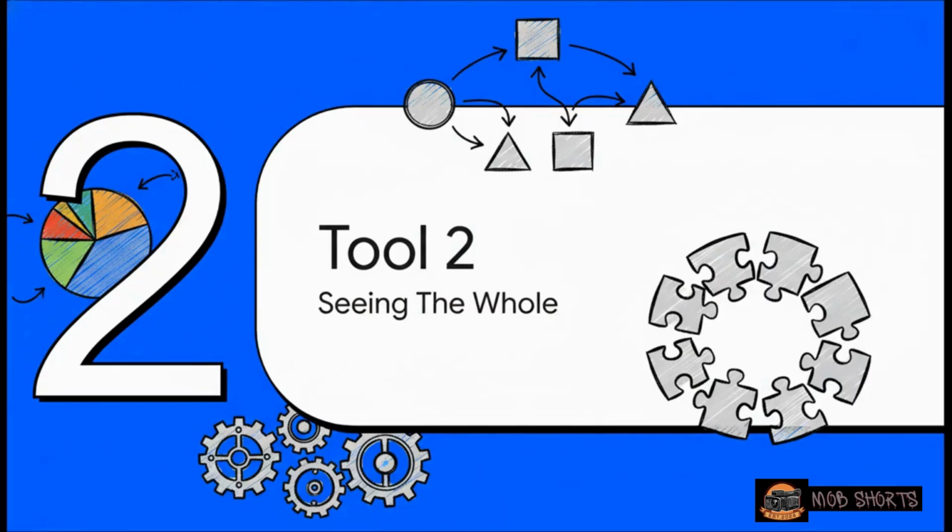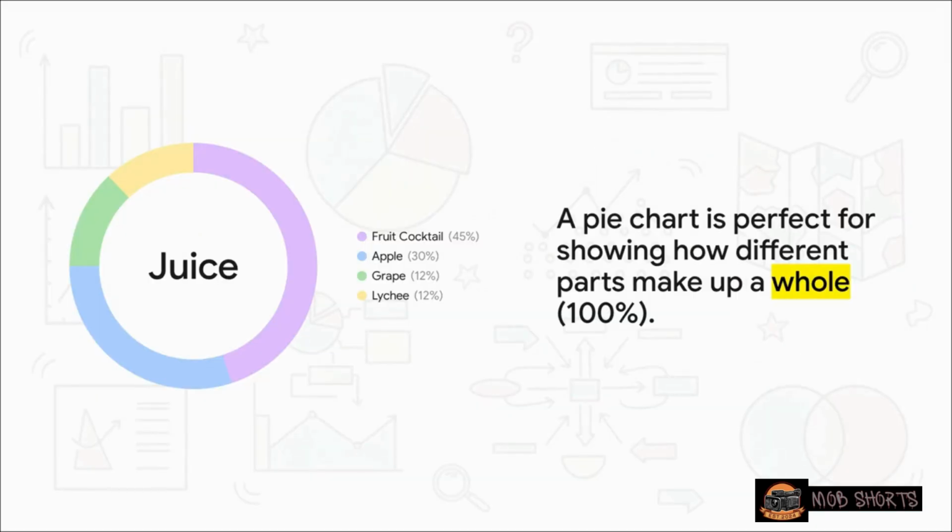Okay, let's grab the next tool from our kit. What if you're not comparing different things, but instead you want to show how different pieces make up a single complete picture? For that job, you need a pie chart, or its slightly more stylish cousin, the donut chart. These are absolutely perfect for showing proportions. Your eyes immediately go to the biggest slice, right? You can see in a split second that fruit cocktail is the crowd favorite. All those slices, all those percentages, they all add up to one thing, 100% of the people we asked.